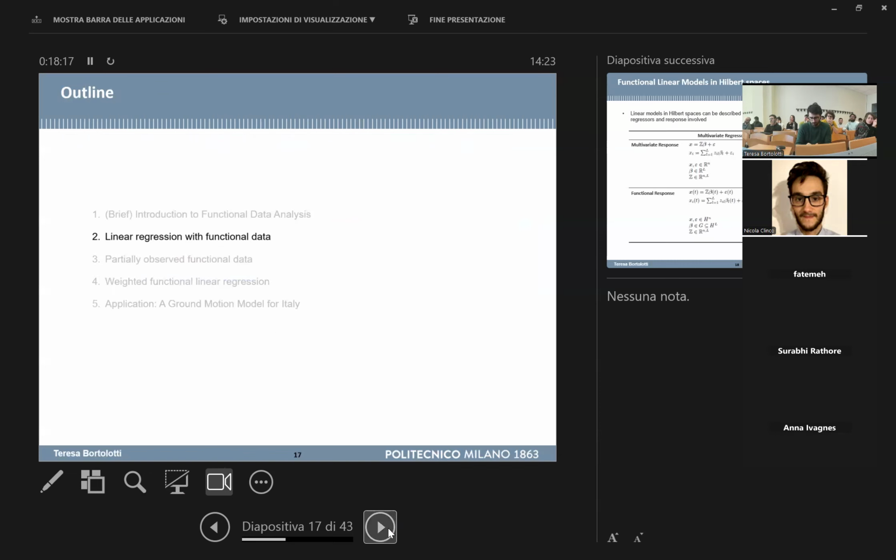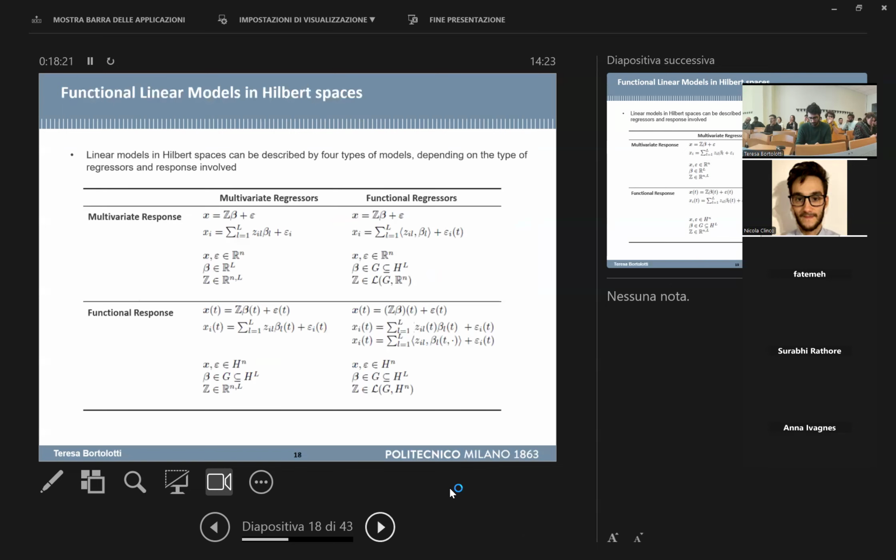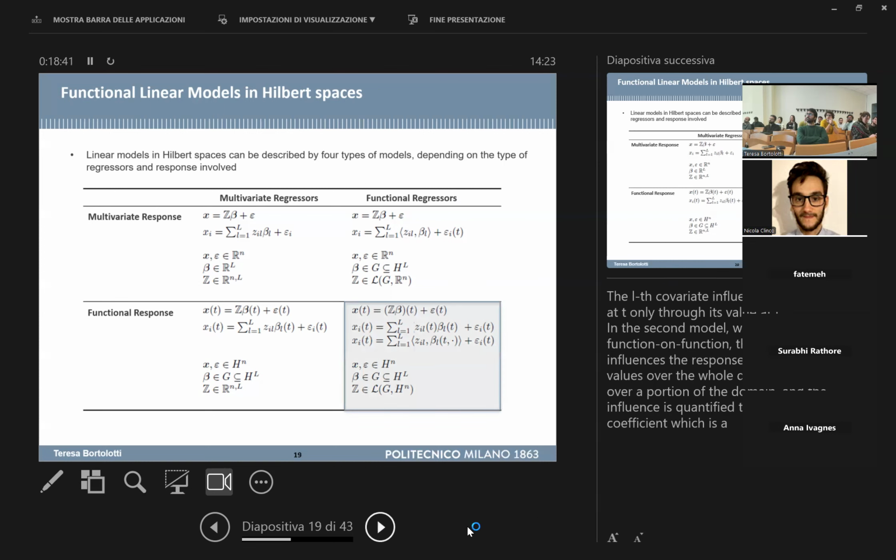Okay. So now that we have our functional data, what we want to do is do linear regression. In Hilbert spaces, when you consider Hilbert spaces, you can either have functional or multivariate responses or functional or multivariate covariates. The combination of these two gives rise to 4 possible models. I am going to talk to you about system D here, which has functional covariates and functional responses.